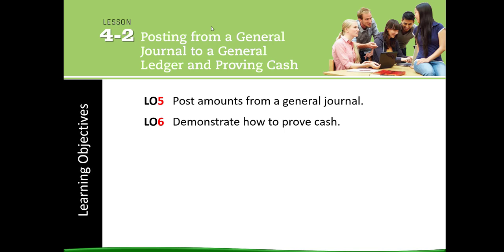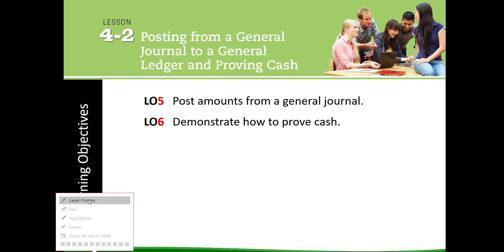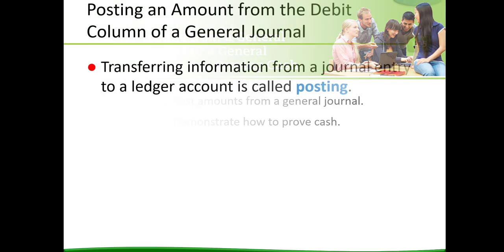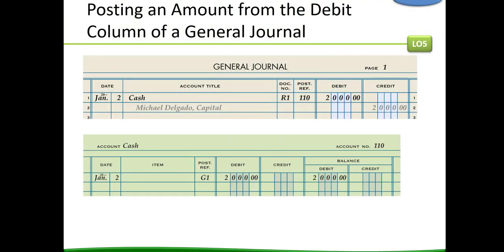So we're going to be posting from the general journal to the general ledger and proving the cash. That means we are going to be posting the information in and seeing where we're at. When we do a posting entry, we take from our general journal that we've been filling in for the last little bit. Let's look at this cash line.